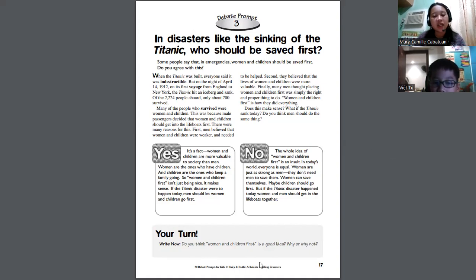So yeah, that's your side. Do you think women and children first is a good idea? Why or why not? So yes, you're correct. No, because we are just equal. And maybe children must go first because we know that children are weaker than us, right? You're still a child, so you must go first since you are weaker than us, right? So we must save ourselves. All must be saved: women, men, and the children. Is that right, Viet? Do you agree with that?